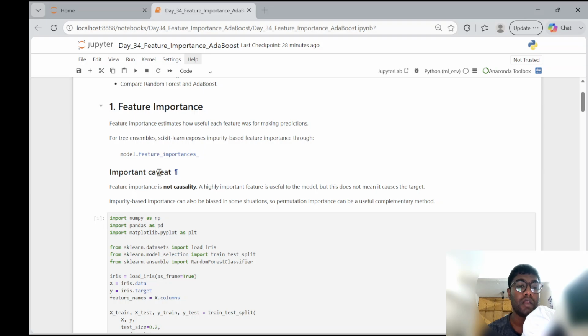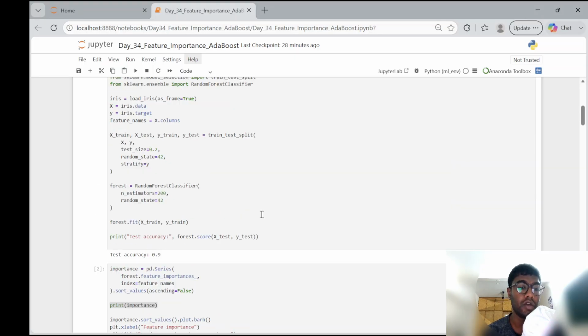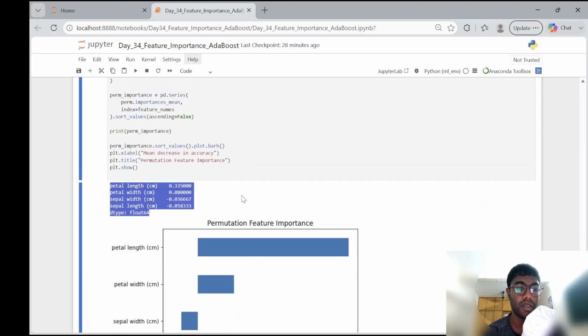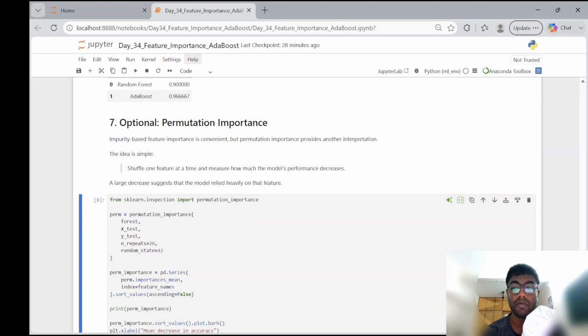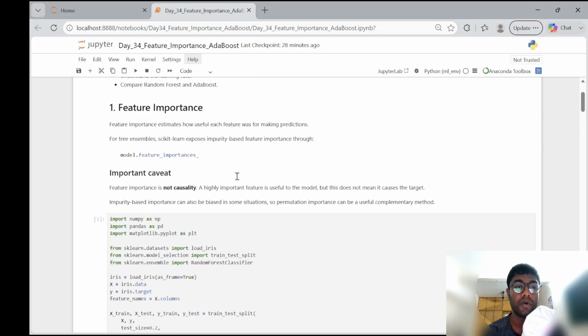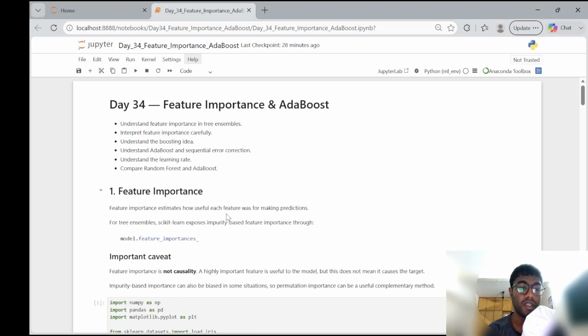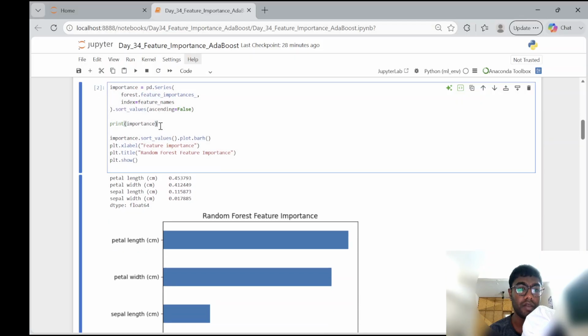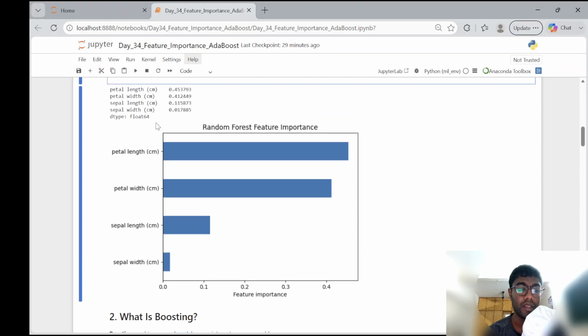There is another technique to play around with this, called permutation importance, which might come about somewhere later. But for now, let's understand feature importance. It tells how useful each feature is in making predictions. With tree ensembles, we have this parameter right here, which gives us the importance of each feature in making the prediction: 45%, 45%, and others are about 10%.